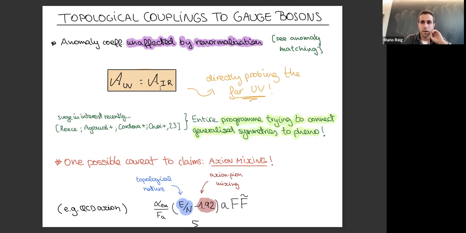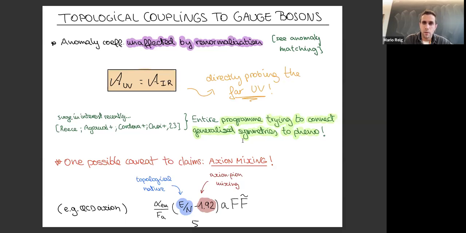This, together with gauge invariance, I'm going to show you is very important to test the far UV by measuring, rather than only trying to search for axions in low energy experiments. And a bit of a tangential point, but I want to mention is that there is an entire program trying to connect some new developments in QFTs, which are called generalized and higher form symmetries, to phenomenology. And what people have realized is that axion couplings, this kind of topological interactions, is a natural playground where these generalized symmetries might have something new to say.